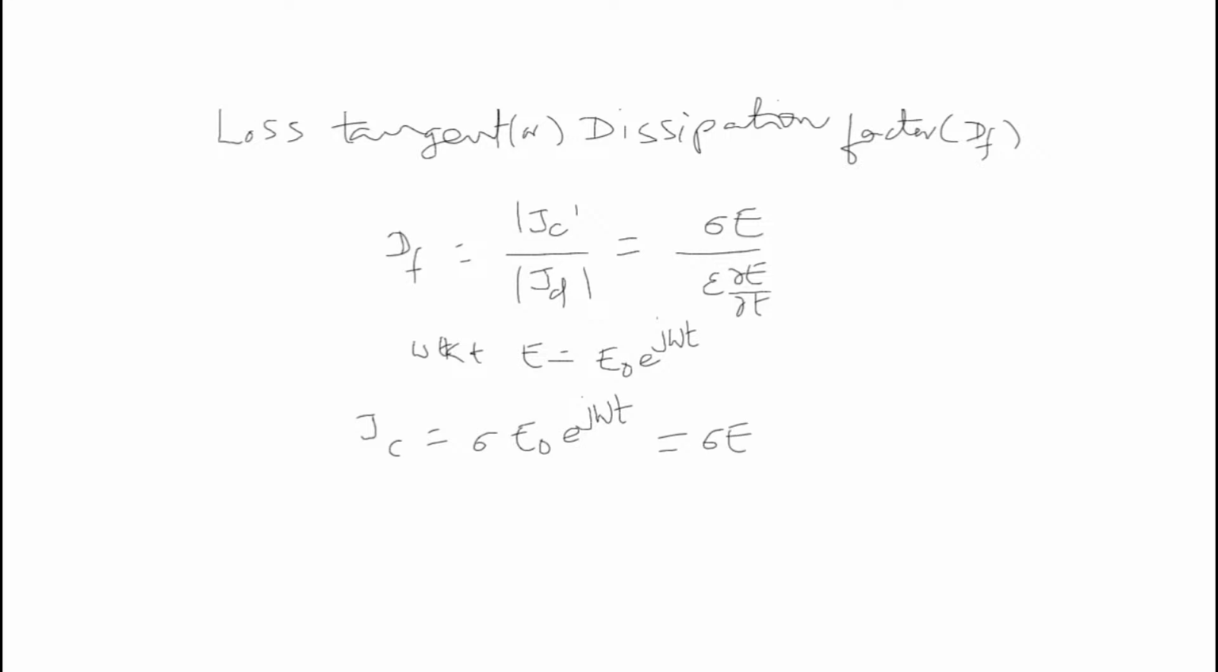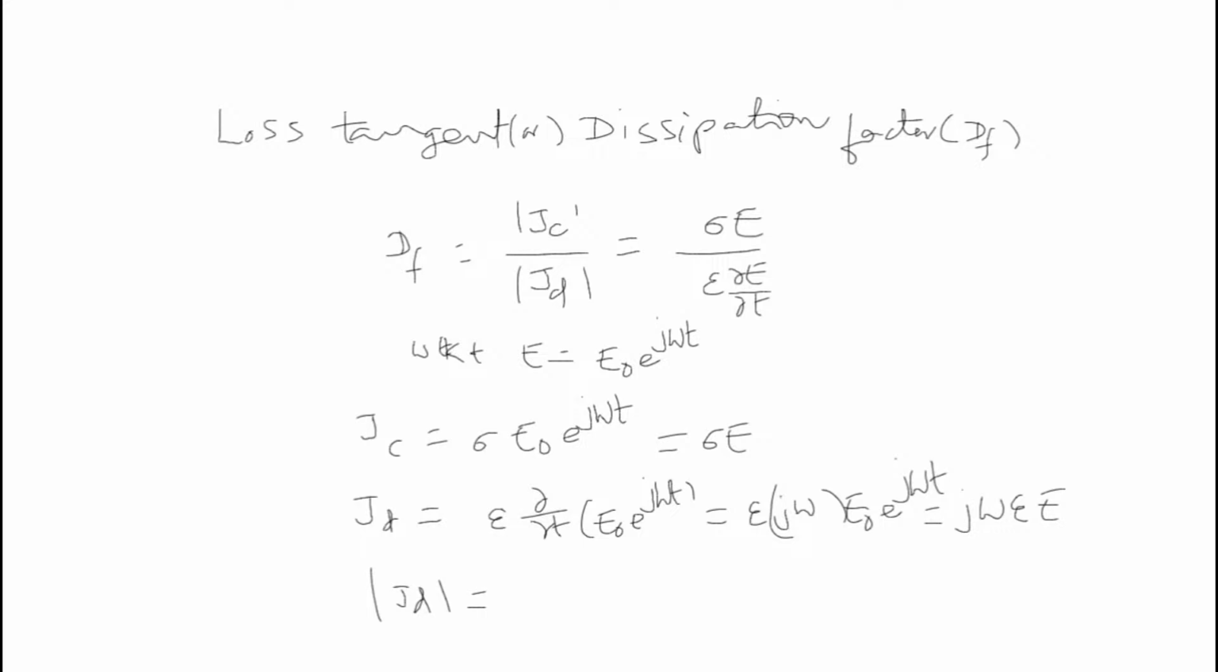And JD is equal to epsilon into dou by dou t of that E. E is E naught into e to the power j omega t. This gives epsilon into j omega into E naught e to the power j omega t. Finally, we will get j omega epsilon into E. If you take the magnitude of this JD, we will get omega epsilon into E.